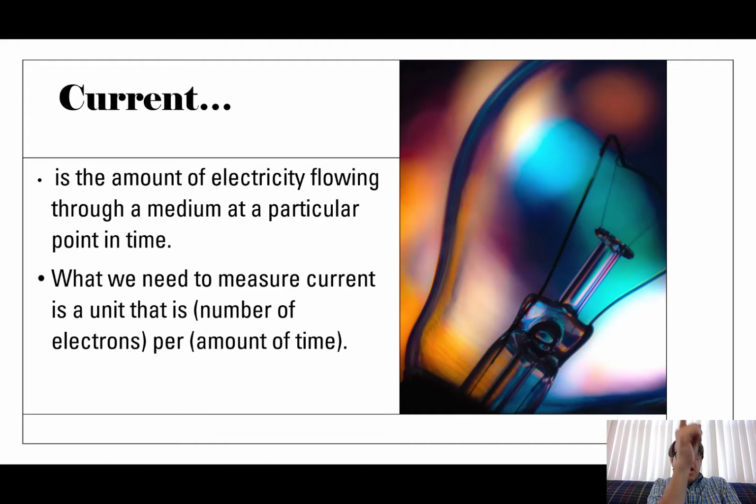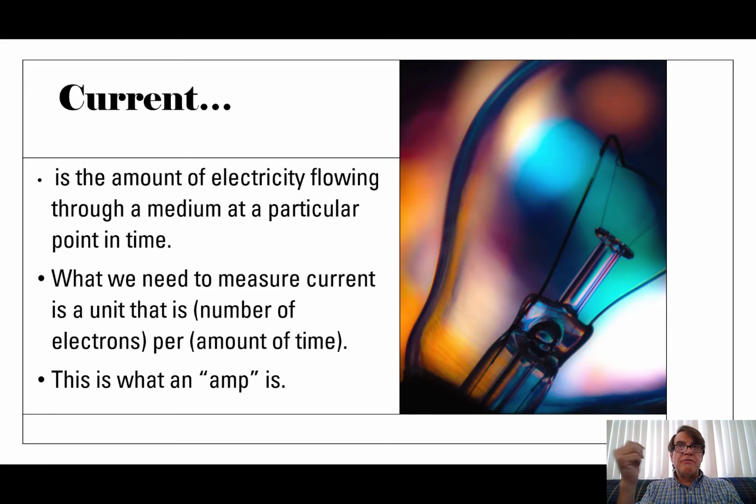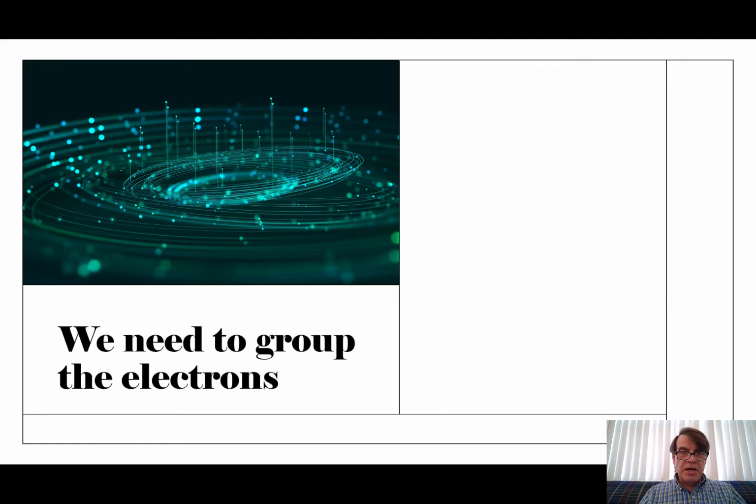So I'm watching the electrons go by this point in the wire. How many are going by that point in a given amount of time? Well, that's what an amp is in so many words. An amp is the amount of current flowing by a particular point at a particular point in time. And if your house says, give me more, I need more electrons, then your circuit breaker goes off. So an amp is the amount of electrons passing a point at a particular time.